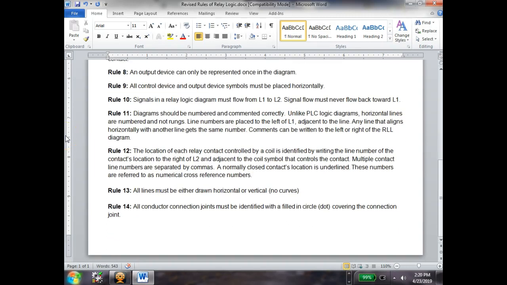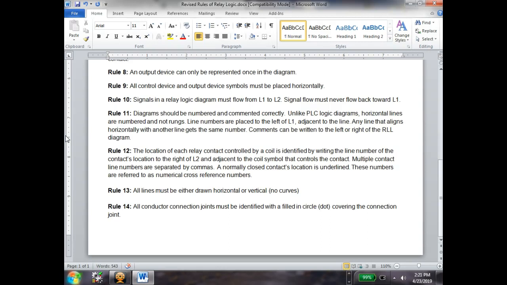For all lines, the location of each relay contact controlled by a coil is identified by writing the line number to the right of L2 and adjacent to the coil symbol that controls the contact. Multiple contact line numbers are separated by what? Commas. A normally closed contact location is underlined. These numbers are referred to as numerical cross-reference numbers. All lines must be drawn either horizontally or vertically. We have no curved lines.